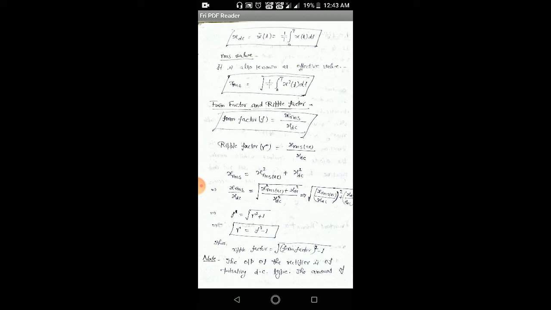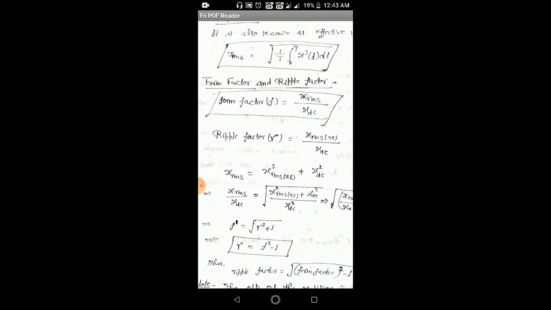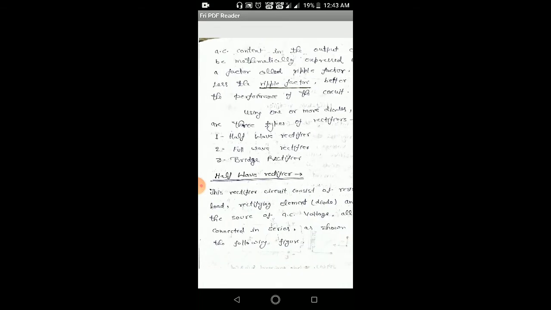So what is the ripple factor? The output of the rectifier is of a pulsating DC type. So the amount of the AC content in the output can be mathematically expressed by a factor called the ripple factor. If the ripple factor is less, then the circuit performance is better.